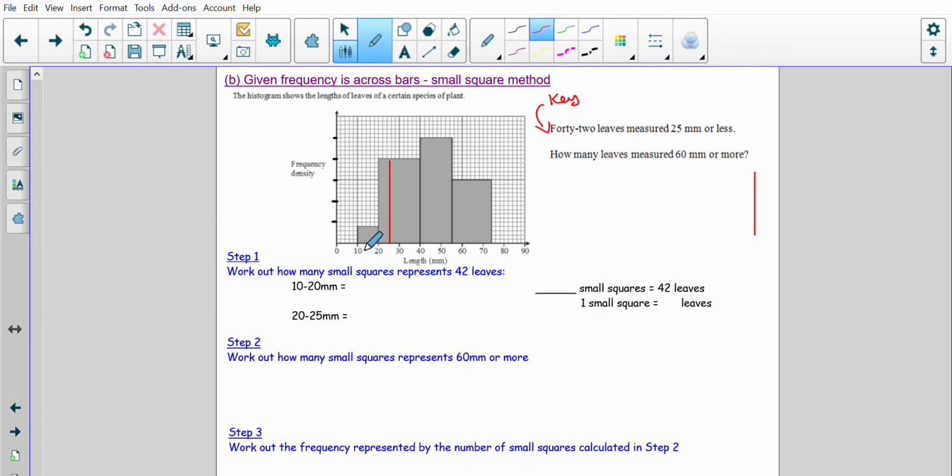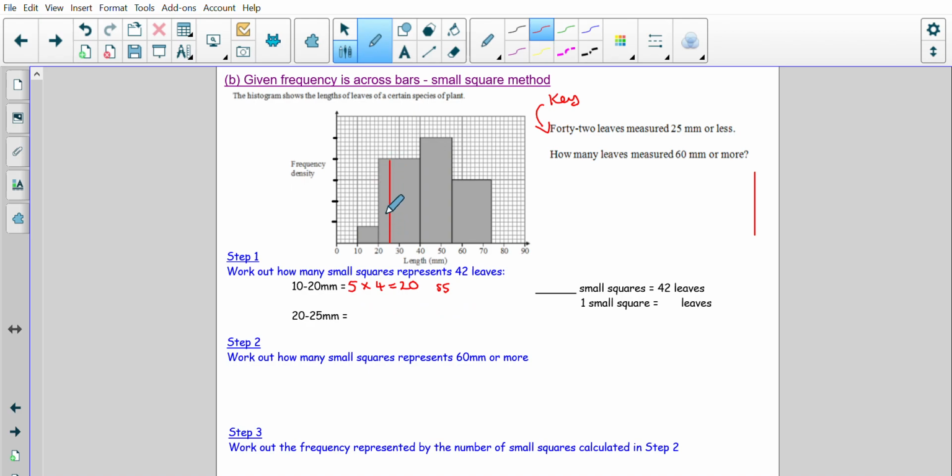So if we look at our first bar, our 10 to 20 bar, we can't work out the area using our scale because we don't yet have a scale on the frequency density axes. So what we're going to do is work out the area of that bar in terms of small squares. Now it's pretty small and quite hard to see, but I can see that that is 5 small squares across and 4 small squares high. So I've got an area of 20, and I'm going to use SS for small squares.